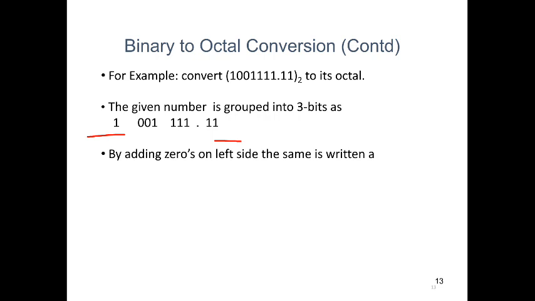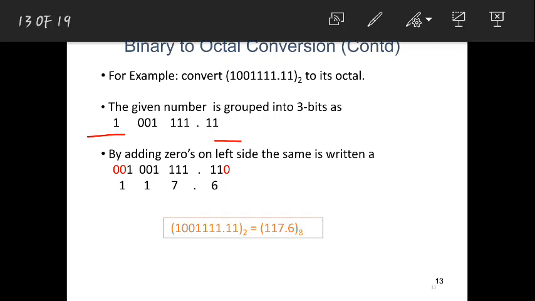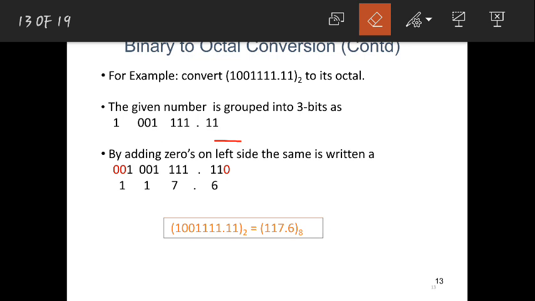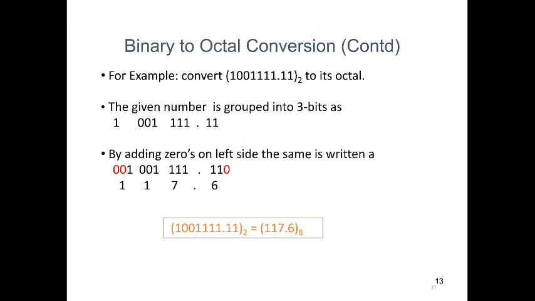After that, by adding zeros on the left side, the same is written in this way. Next, on the right side we added zeros. For that, we have written the octal equivalent number for those binary digits by making 3 bits in each group, and finally that will be your answer, that is 117.6 to the base 8. Okay, that is your answer.